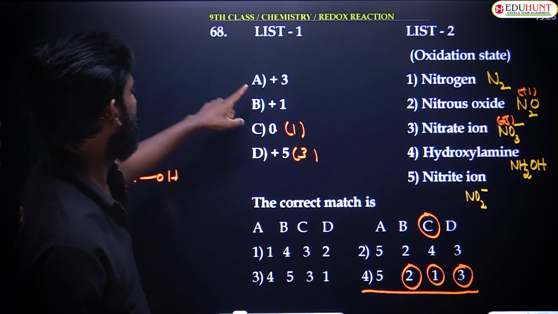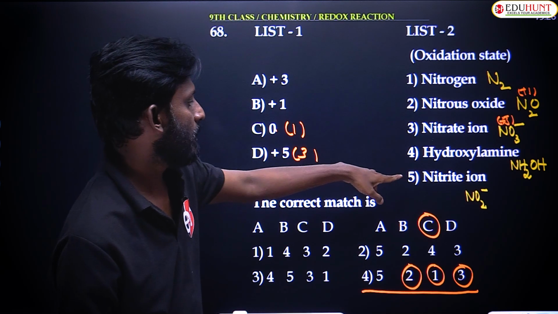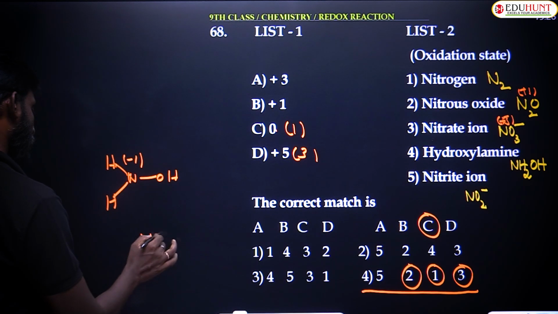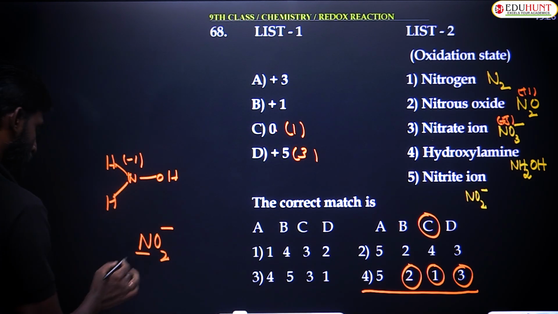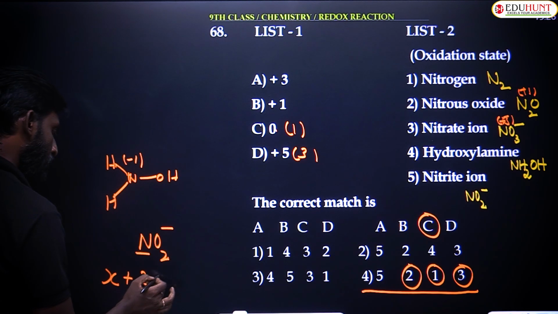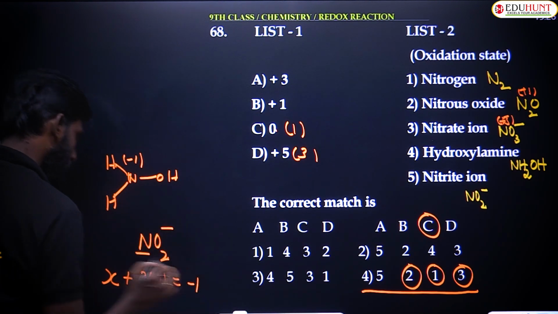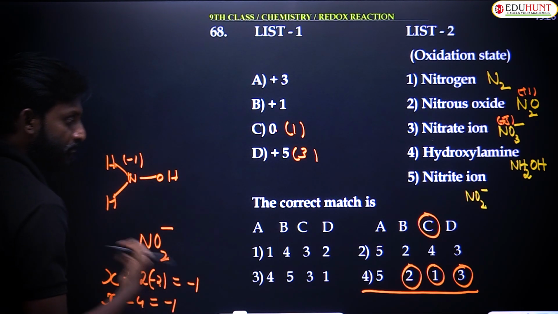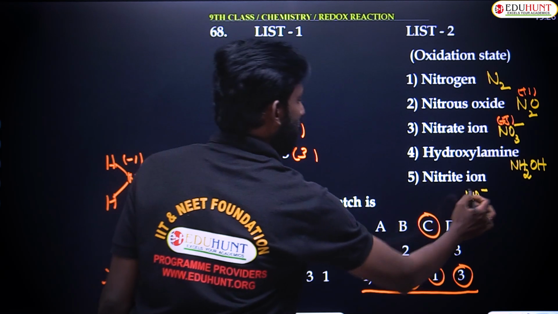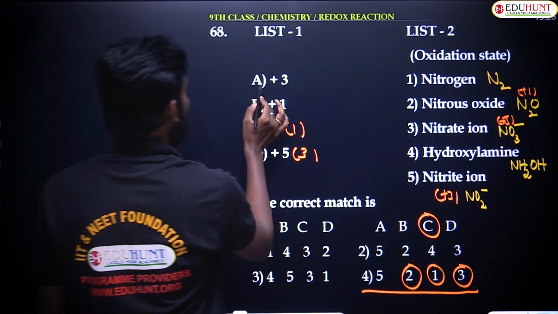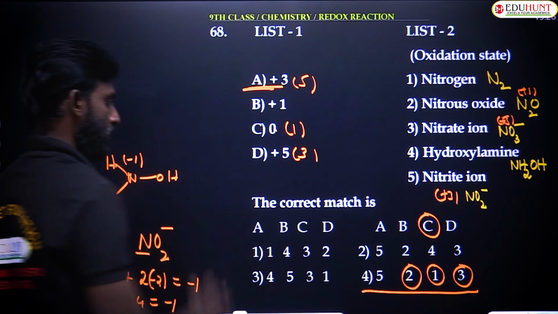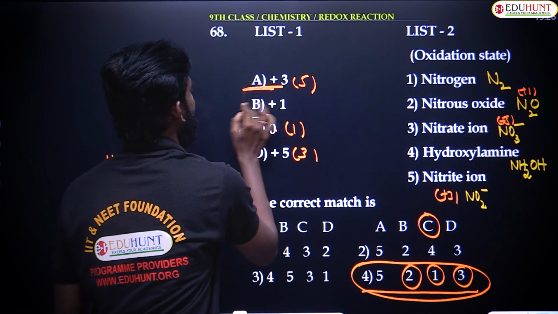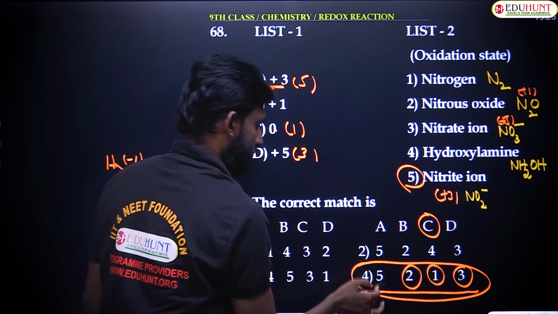For A, +3 is for which one? In NO2 minus, nitrogen is in +3 state. Let us say X plus 2 into -2 is equal to the charge present on the species, -1. X minus 4 is equal to -1. X comes out to be +3. So for A, nitrogen is in +3. So all are matched. That means the fourth option is the correct option.